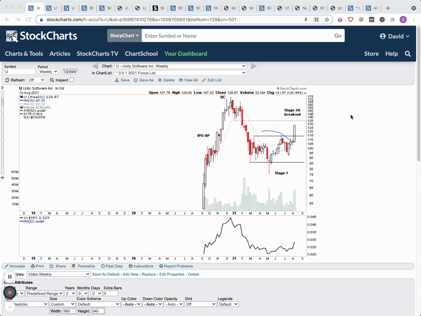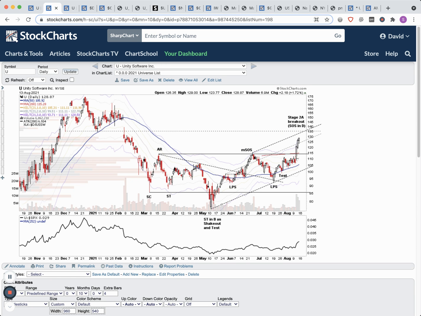But otherwise, for non-members, we're going to start with this week's best looking stage 2A breakout, which is on Unity Software. So this broke out this week following an earnings results, which were on Wednesday, it seems. So we go down to the daily chart to start with.